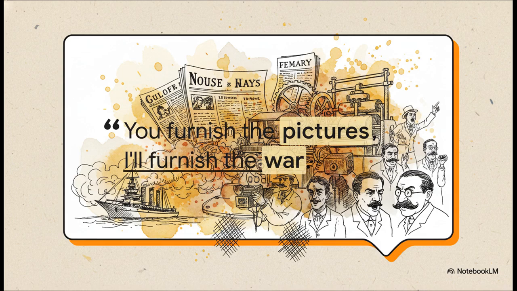Hearst, along with his fierce rival Joseph Pulitzer, was locked in a ruthless circulation war. They essentially pioneered what we call yellow journalism. They were publishing highly sensationalized, often completely exaggerated accounts of Spanish atrocities just to sell more papers. They were the prime movers in pushing the American public toward wanting an intervention.